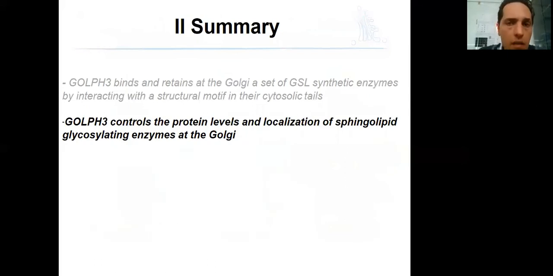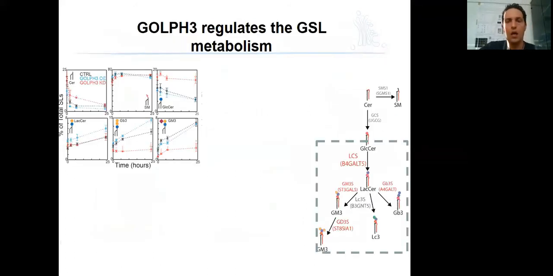And here is the second summary. Now we can say that GOLPH3 controls the protein level and localization of sphingolipid glycosylation enzymes bearing the dual GOLPH3 binding motif. This happens at the Golgi. But what about the pathway? Because so far we have seen how the enzymes of the glycosphingolipid pathway behave.